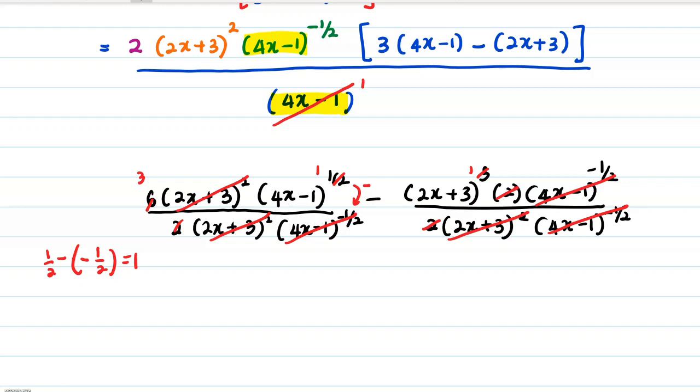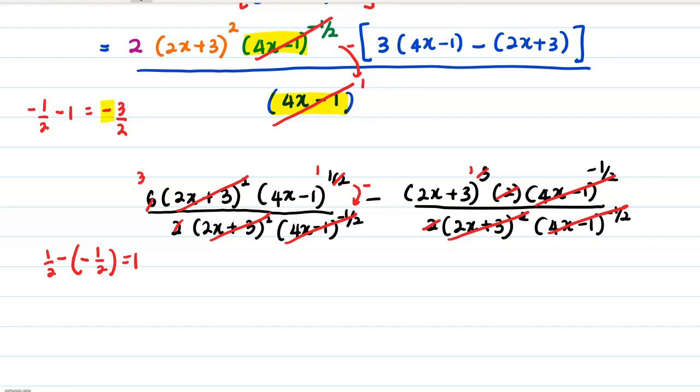Sama lah juga, ni kuasa 1 kan. So ni dia akan jadi tolak negative 1 over 2 minus 1. So you will get, what is it? Negative 3 over 2. So negatif, power negatif dia berada di bawah ataupun di atas? Dia ada di bawah. So bila kita potong, yang atas yang akan hilang sebab dia kuasa dia negatif.